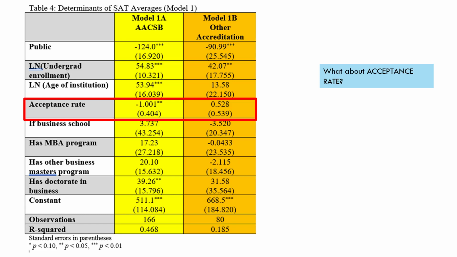Let's look at another one. Acceptance rate. Well, we see something different between the two models, A and B. When we're looking at AACSB schools only, we see a result that's significant at the 0.05 level. Acceptance rate affects SAT scores. Now, if you look at the other subgroup, those with the alternate accreditation, it doesn't seem to have a statistically significant impact. So we have something different there as well.